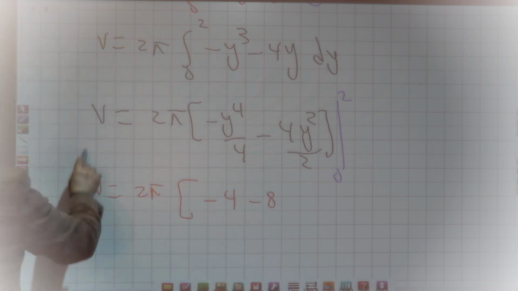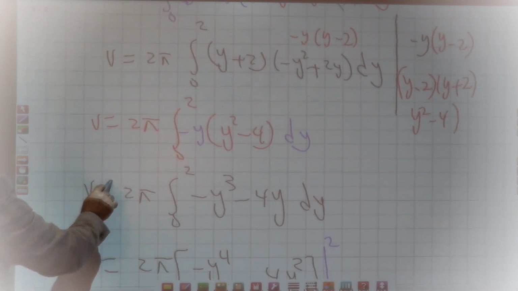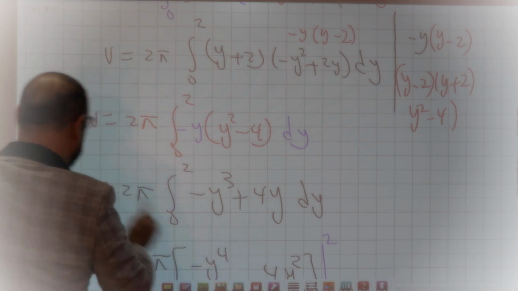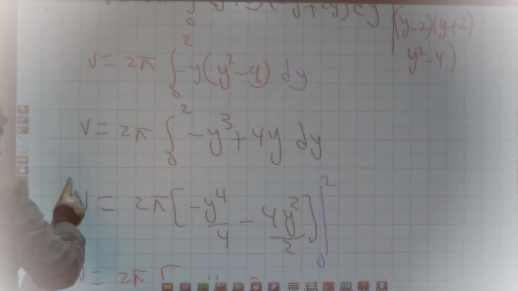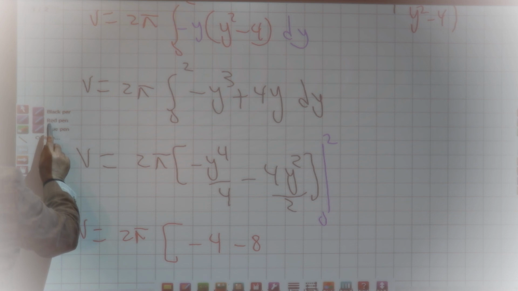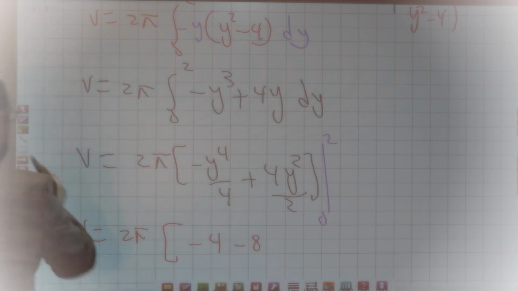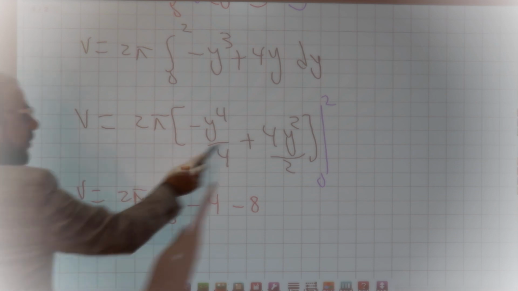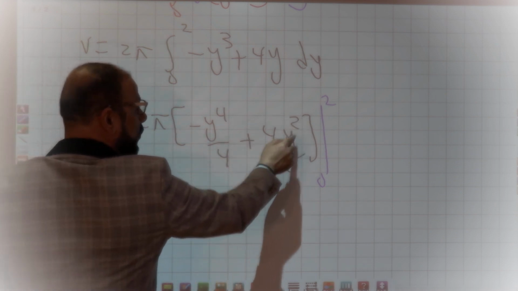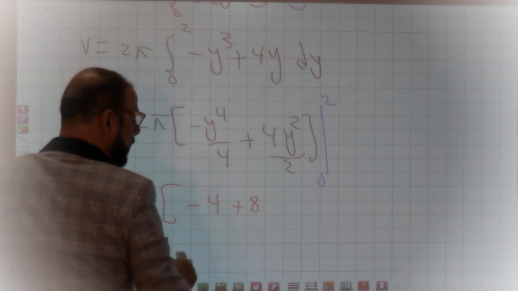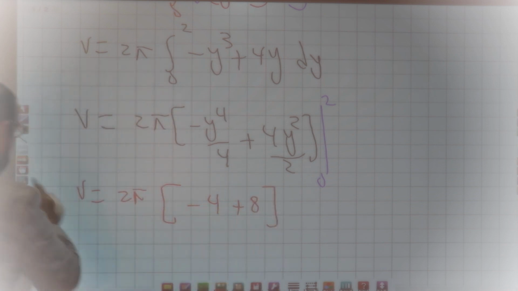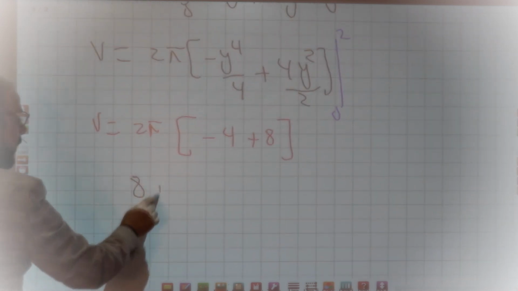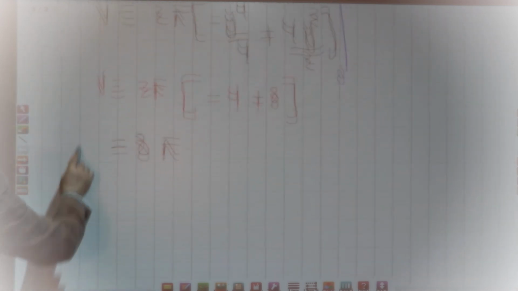Let me see, maybe I did this wrong. This is plus. I knew it, because I showed. This is plus, this is plus, and this is 4 squared. Look here, 2 squared is 4, times 4 is 16, divided by 2 is 8. And the answer is 8 pi. 8 pi, the volume.